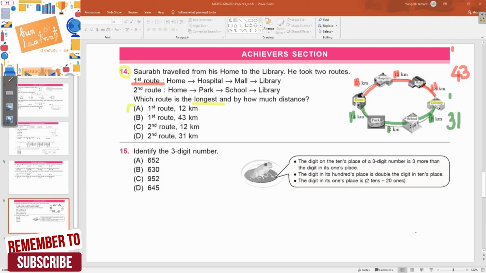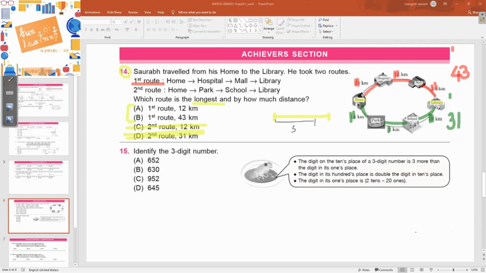So we know that the answer will be among A or B. Not this one, because it says the second route is longest. So just eliminate. And by how much distance? By how much distance means one route is 43, okay, and the other route is, I just went a little ahead, the other route is 31. So one is 31 and one is 43.